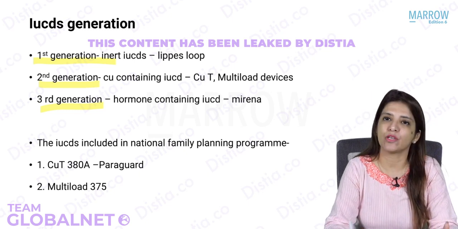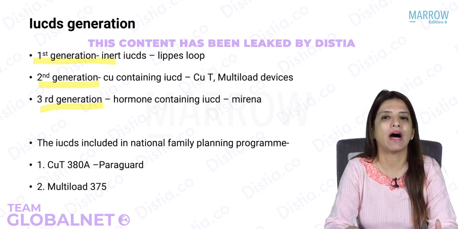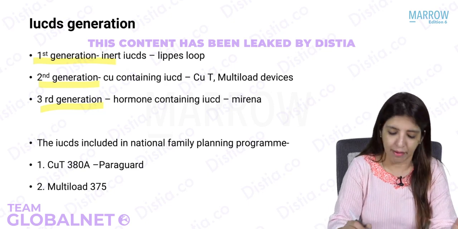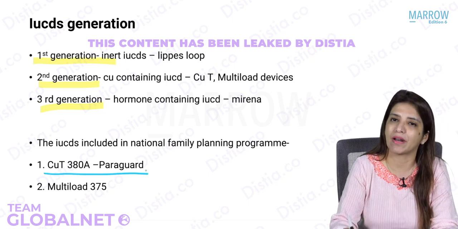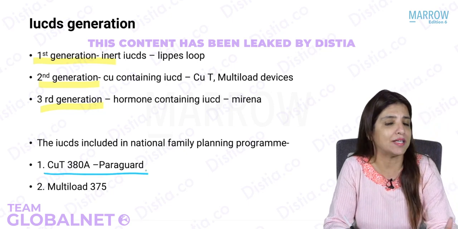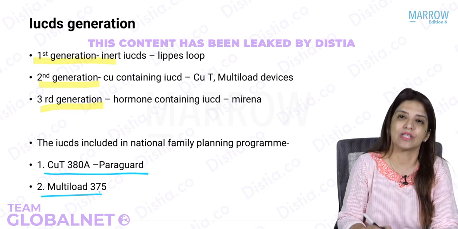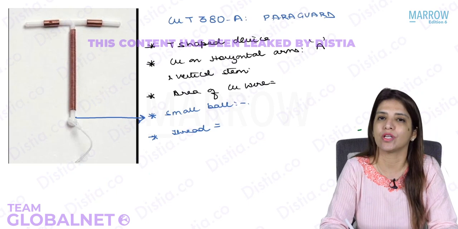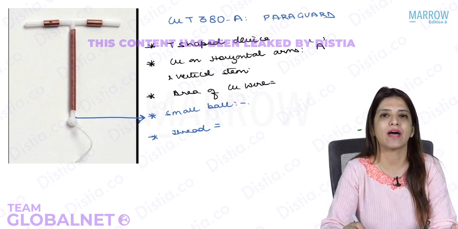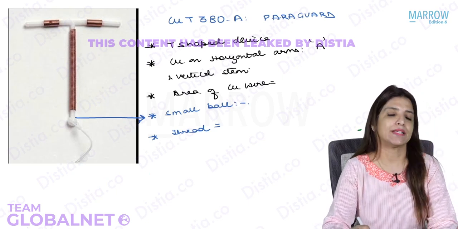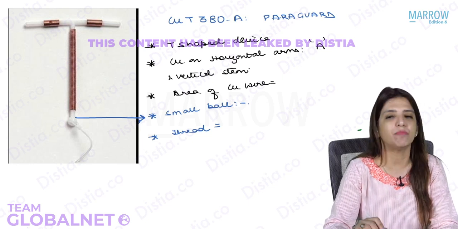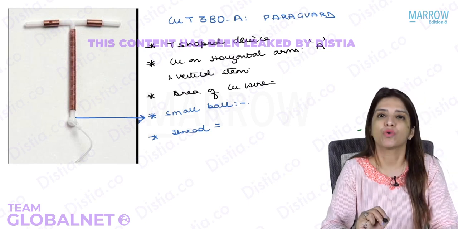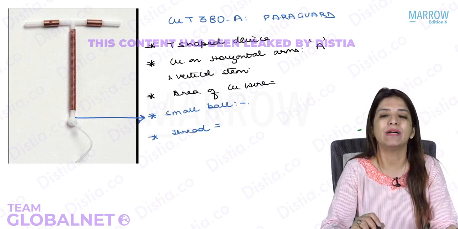Now, amongst the IUCDs, the ones which have been included by the Government of India in the National Family Planning Program are 2 IUCDs. Number one is copper T 380A, that is Paragard, and the one which has recently been approved is multi-load 375. Now, quickly, I'm going to take you through the details of copper T 380A, although I know this all has been covered so well in PSM by Dr. Mohit that I don't need to cover it, but for the sake of completion, I'm just going to take you through this very quickly. So, as the name suggests, it's copper T, right?